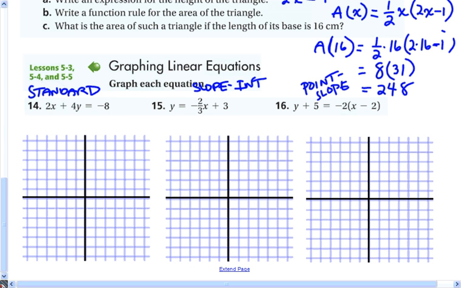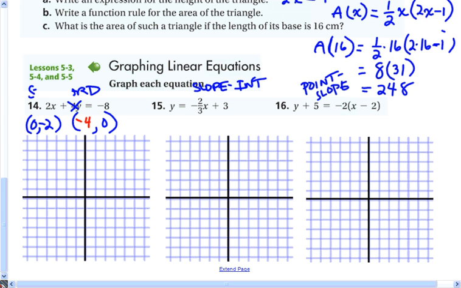When it's in standard form, you want to find the intercepts. In other words, if x is 0, what is y? And if y is 0, what is x? Well, if x is 0, that eliminates that part of the equation. So all we have to do is do -8 divided by 4, which is -2. And if y is 0, that eliminates this part of the equation. So we just have to do 2 times x equals -8. So x equals -4.